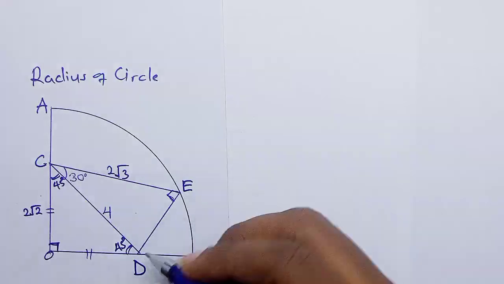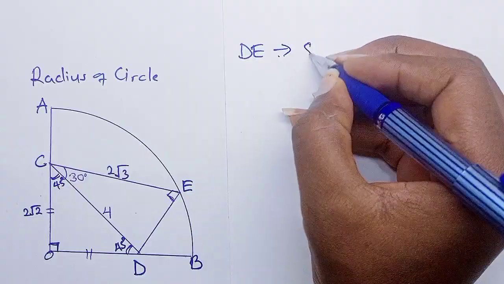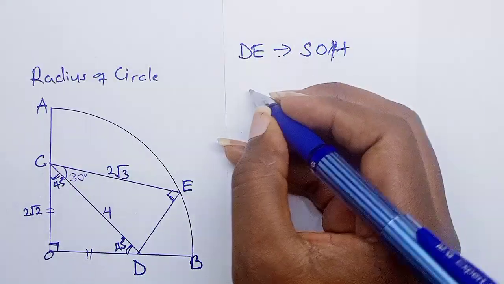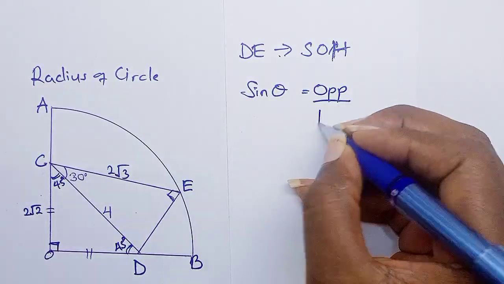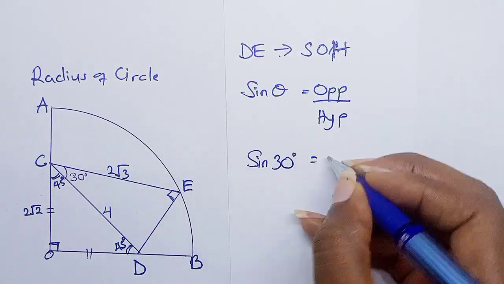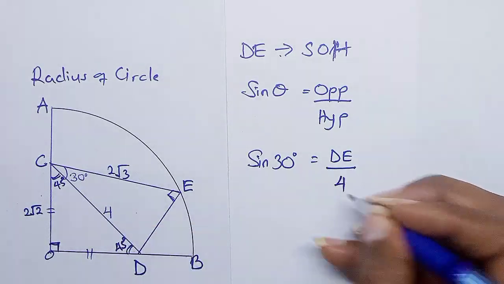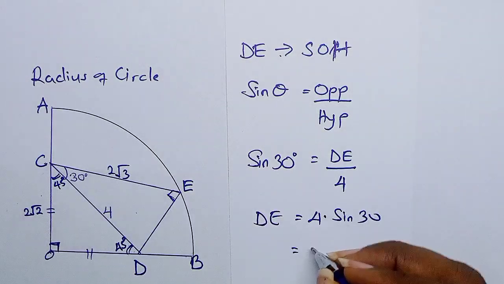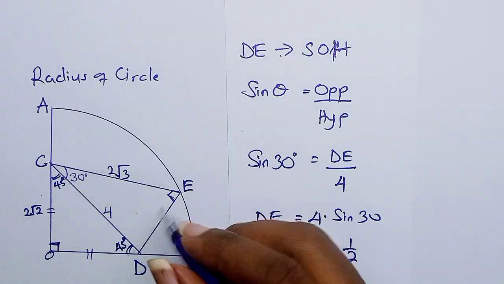Now, to find DE, we can use sine, which is SOH from SOHCAHTOA. So, sine theta is equal to opposite over hypotenuse. So sine of 30 degrees is equal to DE over hypotenuse, which is 4. Therefore, DE is equal to 4 sine 30, which is 4 times a half, which is equal to 2. Therefore, DE is 2.